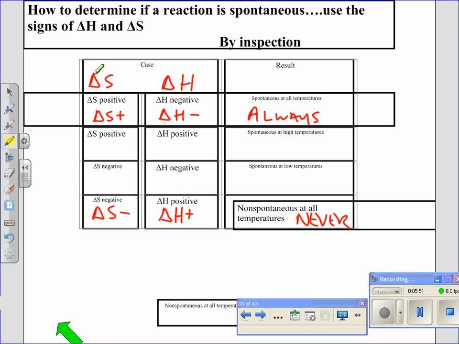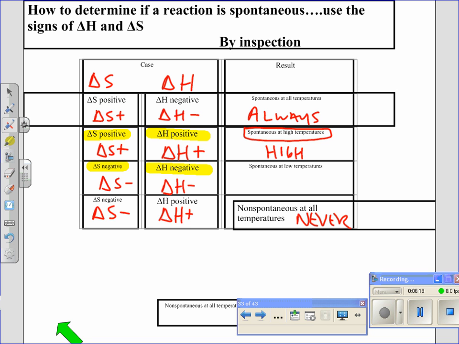Then you get into two situations where temperature matters. If you have S positive and H positive, so a positive delta S, positive delta H, think of a thermometer, plus, plus. High temperatures on a thermometer, when there's a lot of pluses, means it will be spontaneous at high temperatures. The other situation is when delta S is negative and delta H is negative. Then it is spontaneous at low temperatures. Think on a thermometer when there's a minus degree temperature, it's very low. It's an easy way to remember it.